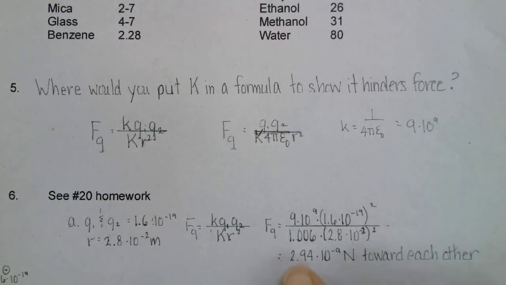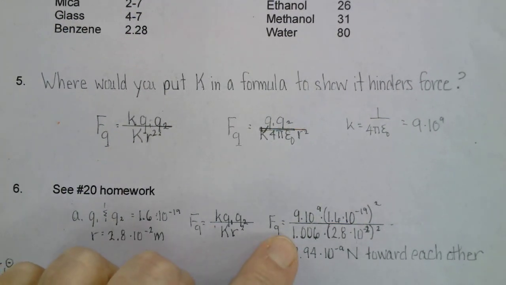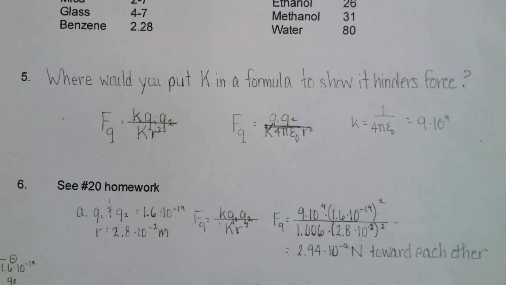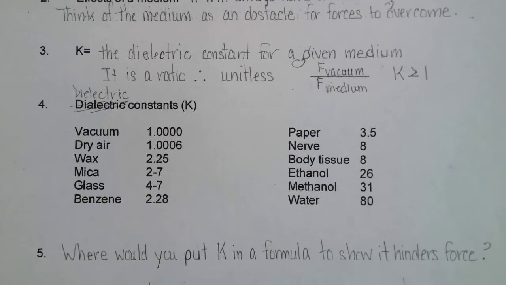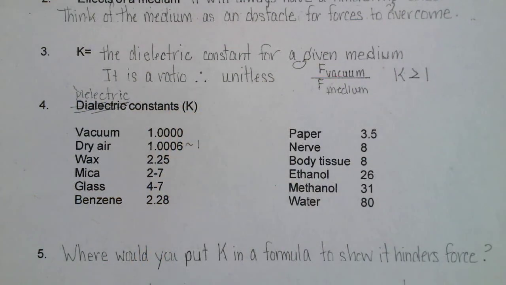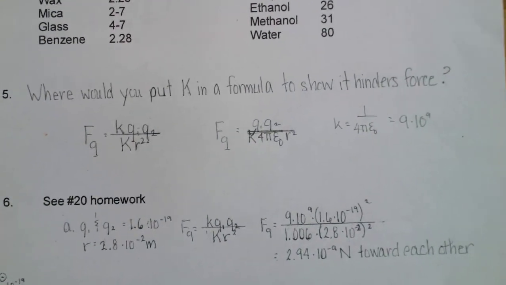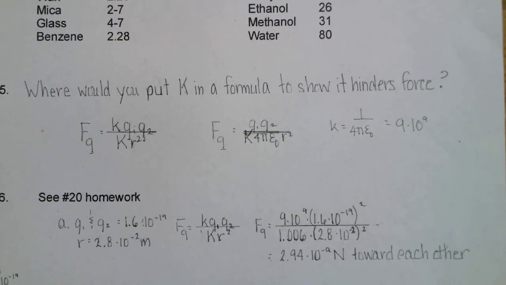And by the way, if you do the math on this and just use 1, you would get 2.94 times 10 to the negative 9 newtons toward each other. My point with that is to say 1 or 1.006 doesn't really matter. I'm fine with you saying with this one, it is approximately equal to 1. If you want to use 1 on that, we're not going to have a big difference in our answer, so go ahead.